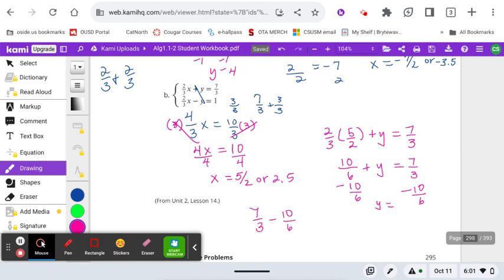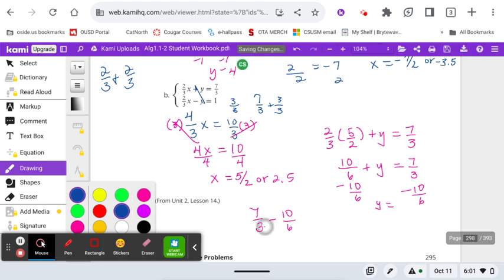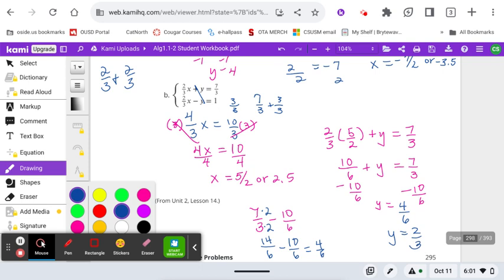I need a common denominator. So to make the thirds into 6, I have to multiply both the top and bottom by 2. So I create a new equivalent fraction of 14/6. Do you see where I got that? 14/6 minus 10/6 is going to be 4/6, or reduced version is 2/3. So look at this, 5/2, comma 2/3.